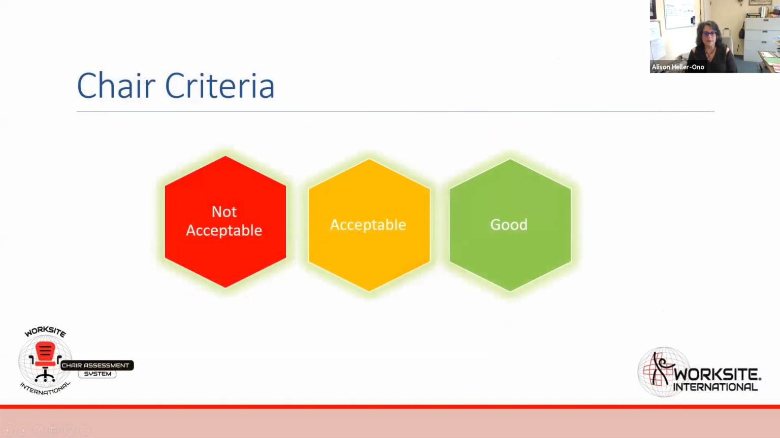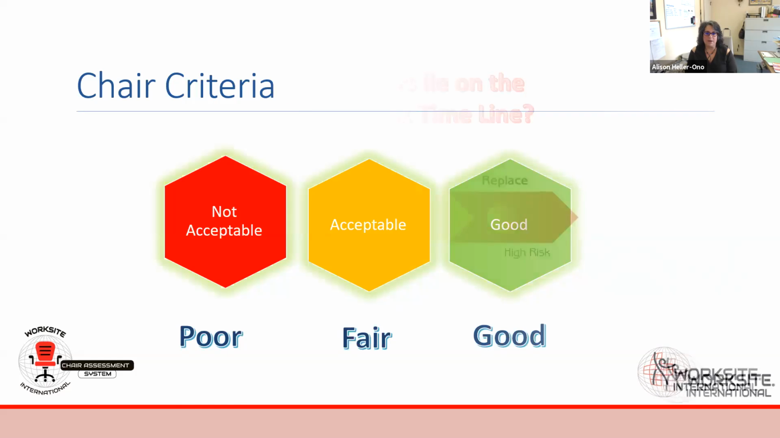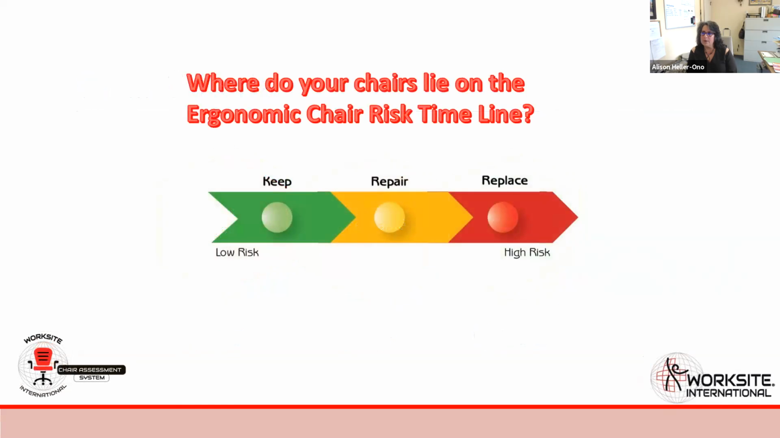Now, in the chair assessment tool, instead of using these terms, which I identified later on after I'd already created the system, we use poor as not acceptable, fair as acceptable, and good is good. So this is the criteria under which you will be able to rate your chairs and determine where they lie on the chair risk timeline. Are they low risk where you can keep them?